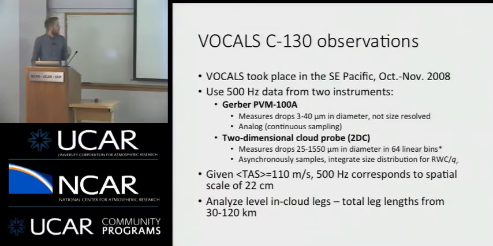So given a mean true airspeed or aircraft velocity of 110 meters per second, this 500 hertz sampling rate corresponds to a spatial scale of about 22 centimeters. So that's the smallest scale we can get down to here. And we're going to hope that maybe this is a scale that would be relevant to the physics that we're trying to describe. And then we're only going to analyze long level in-cloud legs with leg lengths ranging from 30 to 120 kilometers. So we are going from this 22 centimeter sampling length or grain size all the way up to over 100 kilometers leg length, which is going to be relevant to GCMs or large scale models.